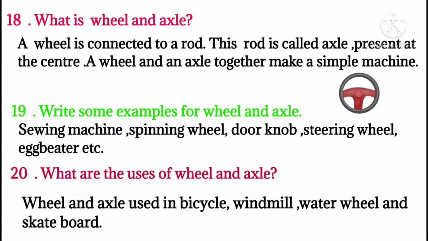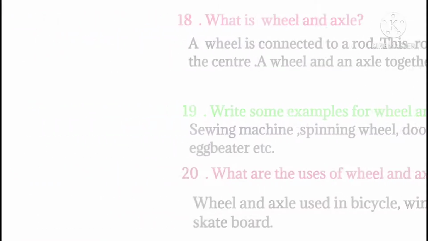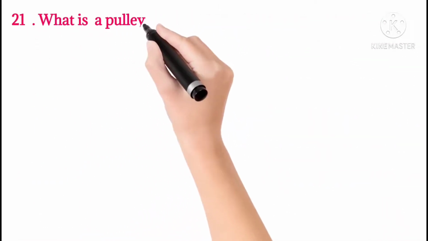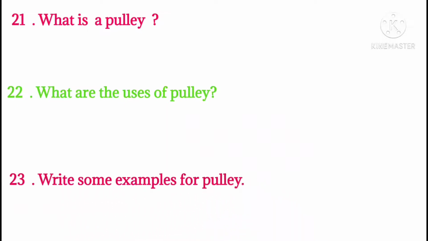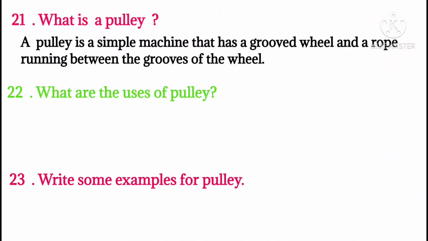Question number 21. What is a pulley? Pulleys are used to reduce the time and energy taken to lift heavy objects. It pulls heavy objects easily. A pulley is a simple machine. It has a grooved wheel and a rope running between the grooves of the wheel.